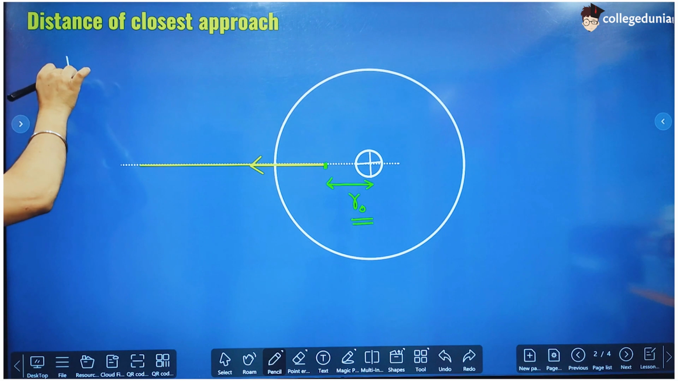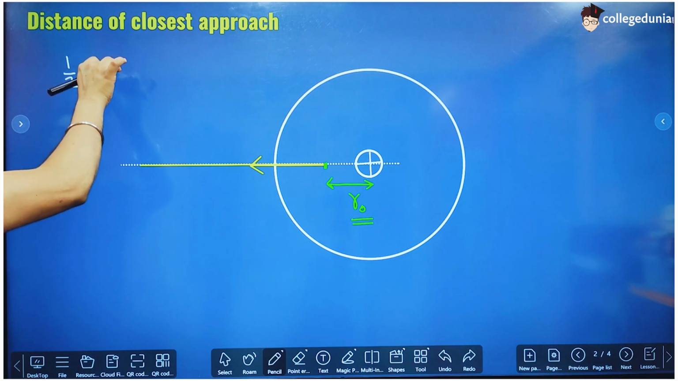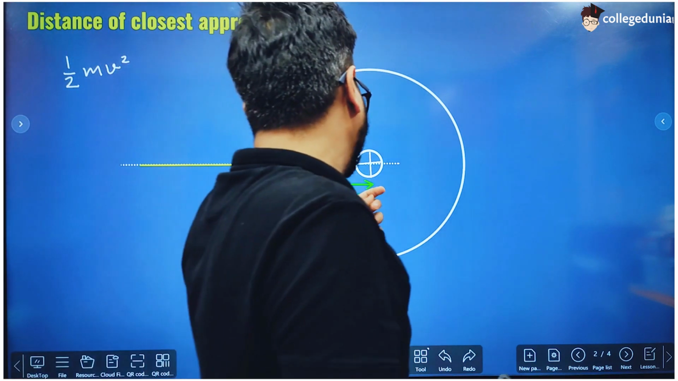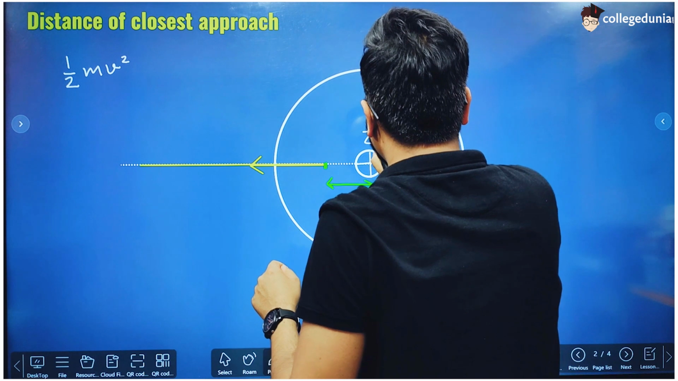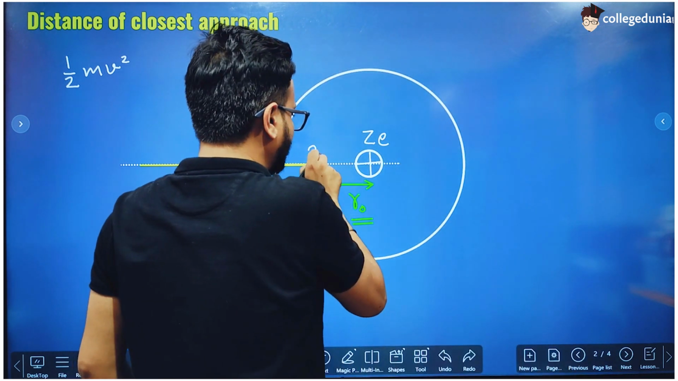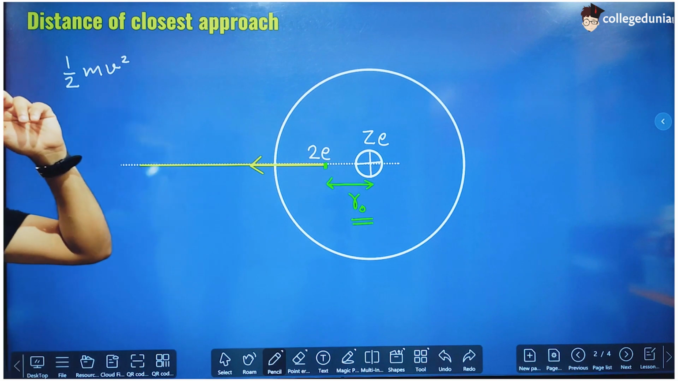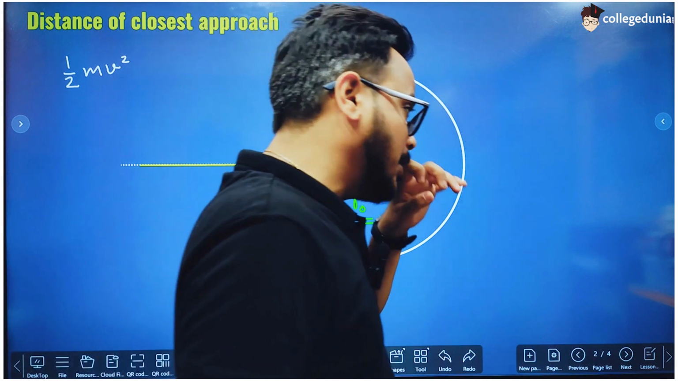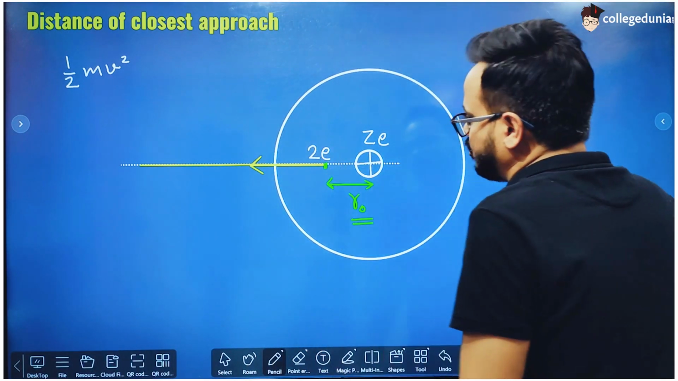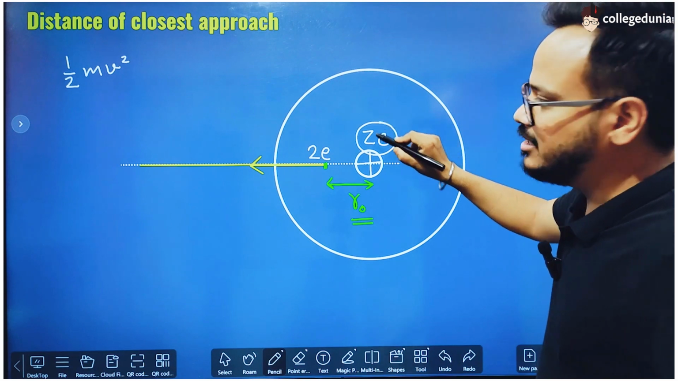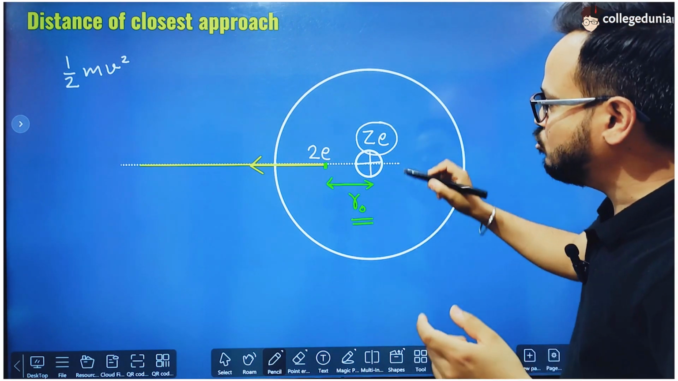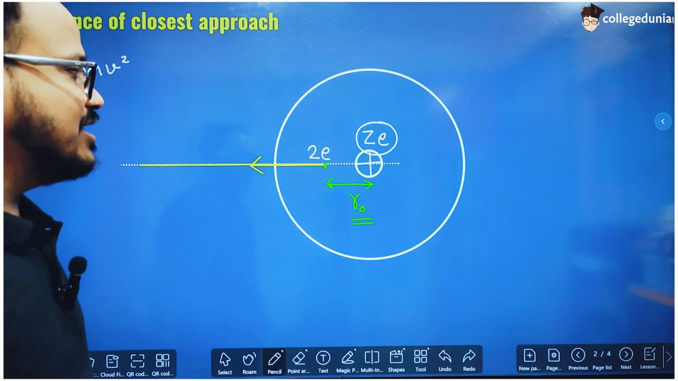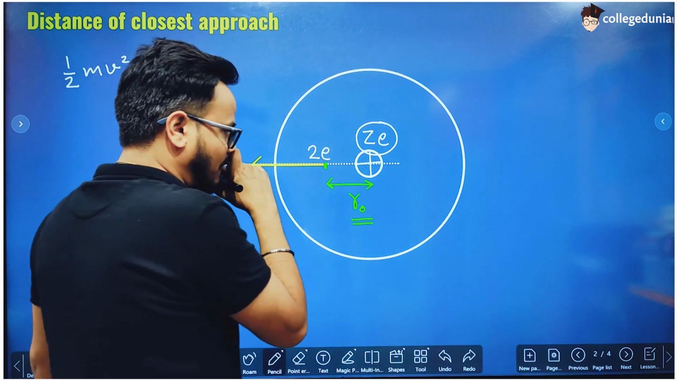He said let the kinetic energy of the alpha particle be half mv square, which was known, that is 5.5 mega electron volt, and this is Ze and this is 2e, right? How many protons are there in the gold nucleus? 79 protons. This was not known at that time, but he knew the charge of the entire gold nucleus. So in Ze, Z is 79, the atomic number, and e is 1.6 into 10 raised to the minus 19, the charge of the proton. So Ze is the charge on the nucleus and 2e is the charge on the alpha particle.